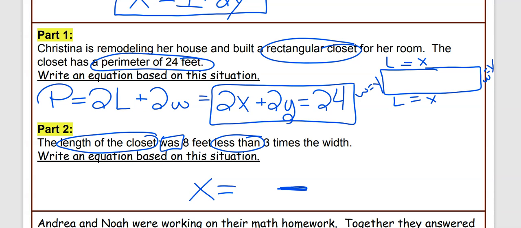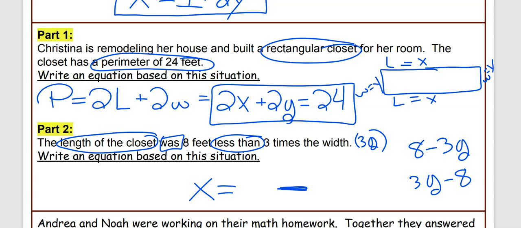Now we know 3 times the width. How would you write 3 times the width? 3Y. 3Y, okay, so now, are we gonna say 8 minus 3Y or 3Y minus 8? Which one of these, now this is a word issue, this is a language thing, is 8 less than 3 times the width? It would be.